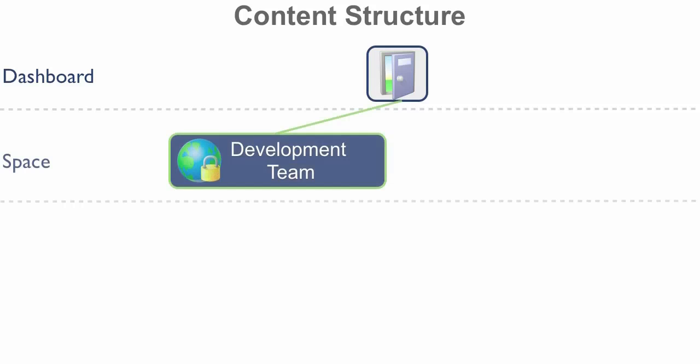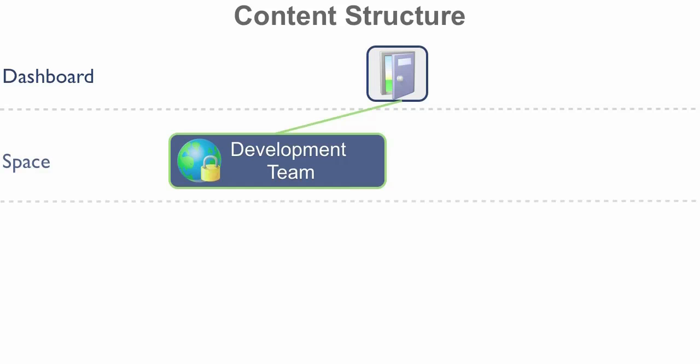First, let's cover how content is organized in Confluence. At the root of Confluence is the dashboard, which is your landing page when you log into Confluence. All content stems from the dashboard. You can think of it as your team's information portal. Below the dashboard are spaces. All content in Confluence is stored in spaces, all of which can be accessed from the dashboard.